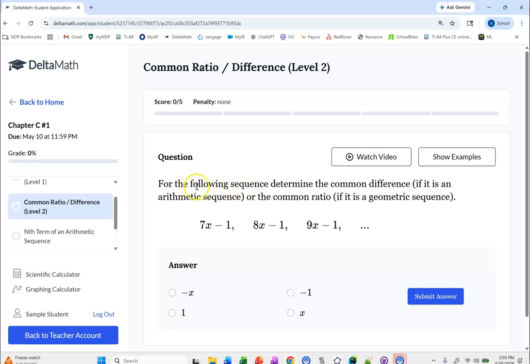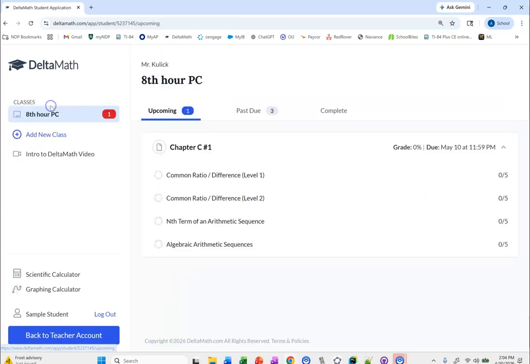Here's common difference. So we know it's arithmetic. Now, here we've been a little bit trickier in giving you the terms of your sequence as polynomials, but this isn't bad, right? If I look, the constant term stays -1. The thing that's changing is the variable term. So I'm just looking at 7x to 8x to 9x. What's going on here? We're just adding x, right? That's pretty easy.